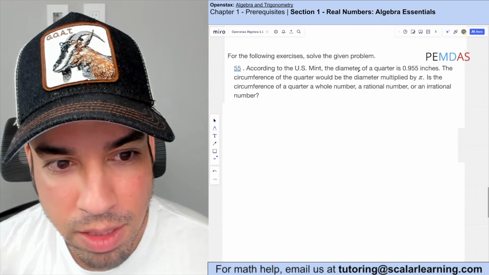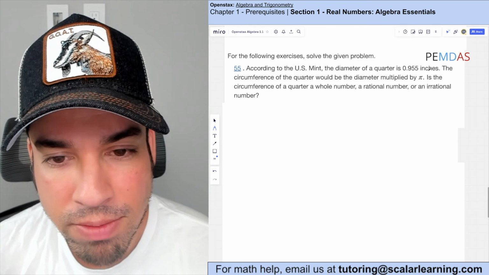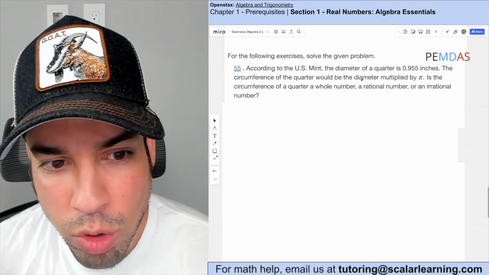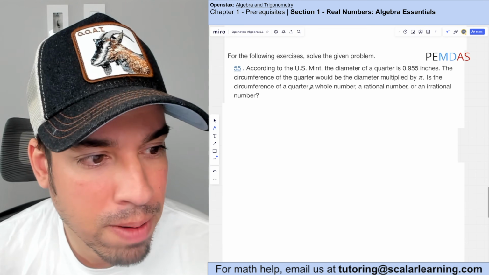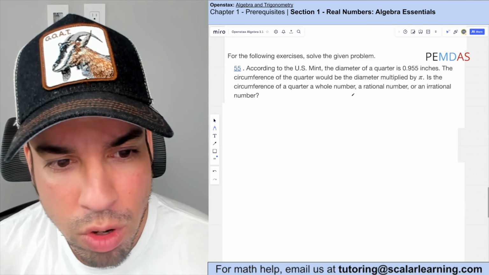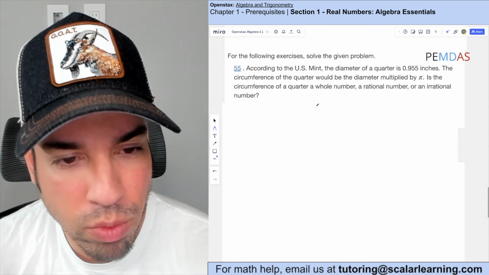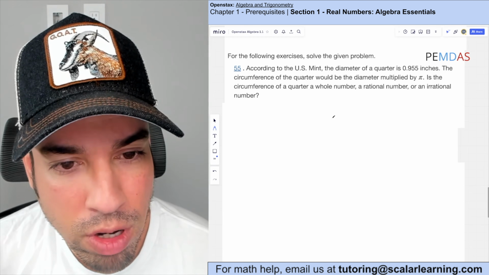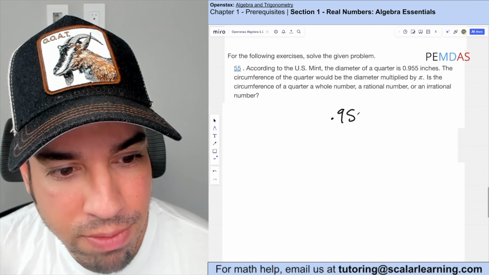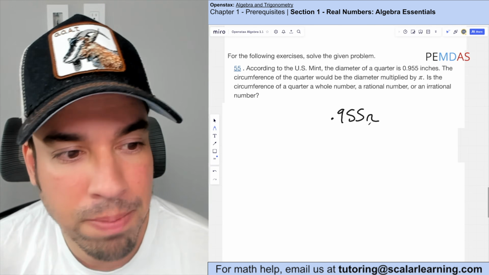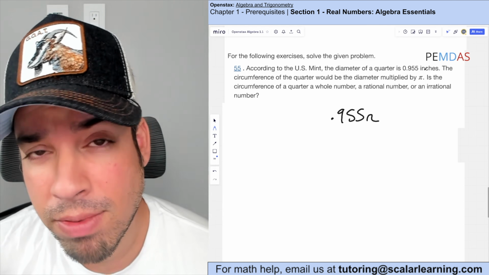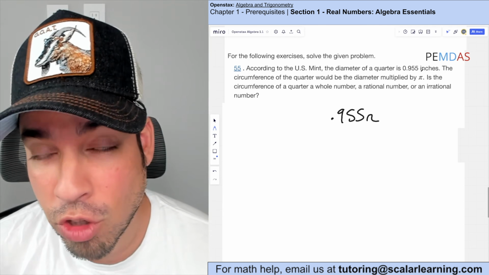According to the US Mint, the diameter of a quarter is 0.955 inches. The circumference of the quarter would be the diameter multiplied by pi. Is the circumference of a quarter a whole number, a rational number, or an irrational number? So let's write out that circumference. They said it's 0.955, which is the diameter, times pi. Now, first and foremost, we know that 0.955 is a rational number because it's a terminating decimal.